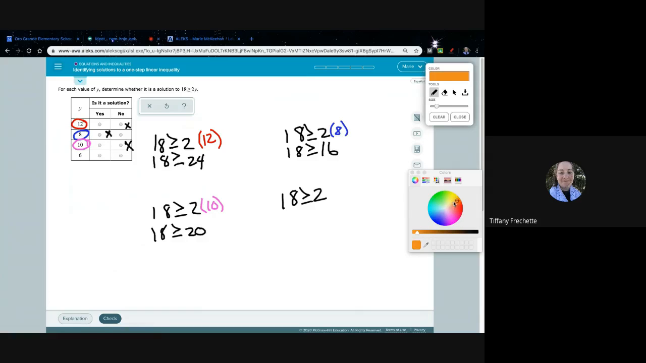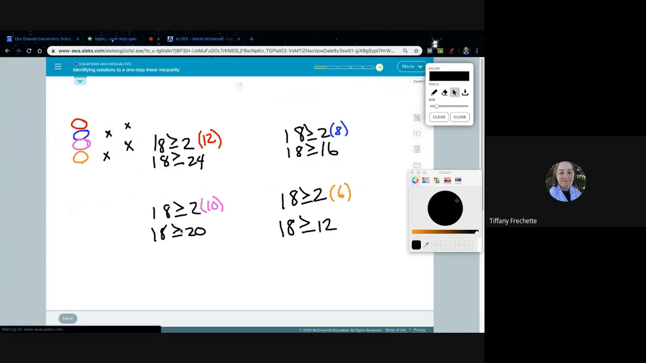All right. And our last one here, I'm going to plug in 6. And so we get 18 is greater than or equal to 2 times 6 is 12. So 18 is greater than 12. So we have a yes. So we just have to go back and check. No, yes, no, yes, and check it. All right, next one.